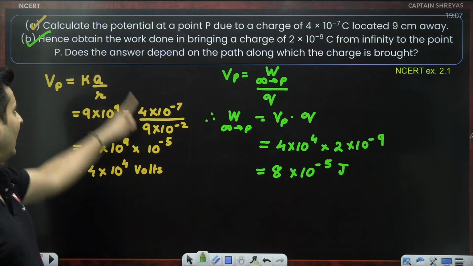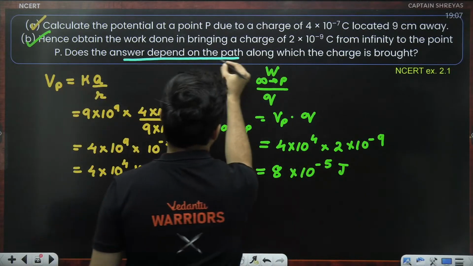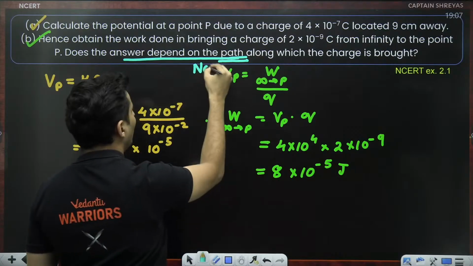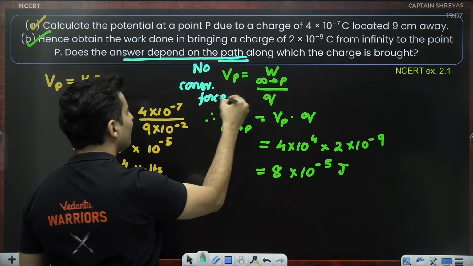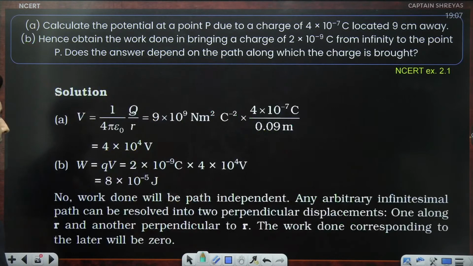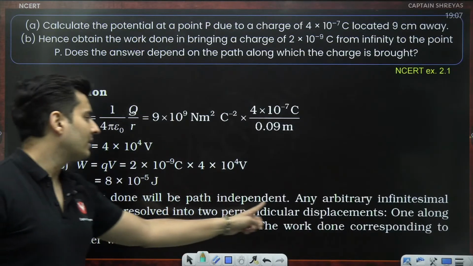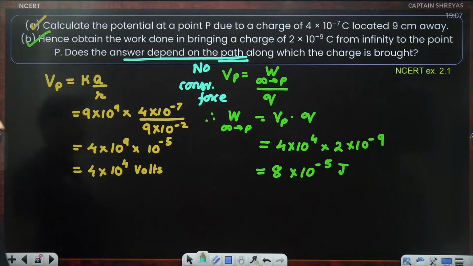Last part, does your answer depend on the path? The answer is no, because it is a conservative force. The characteristic of a conservative force is that the work done does not depend on the path taken. It is path independent because it is a conservative force.